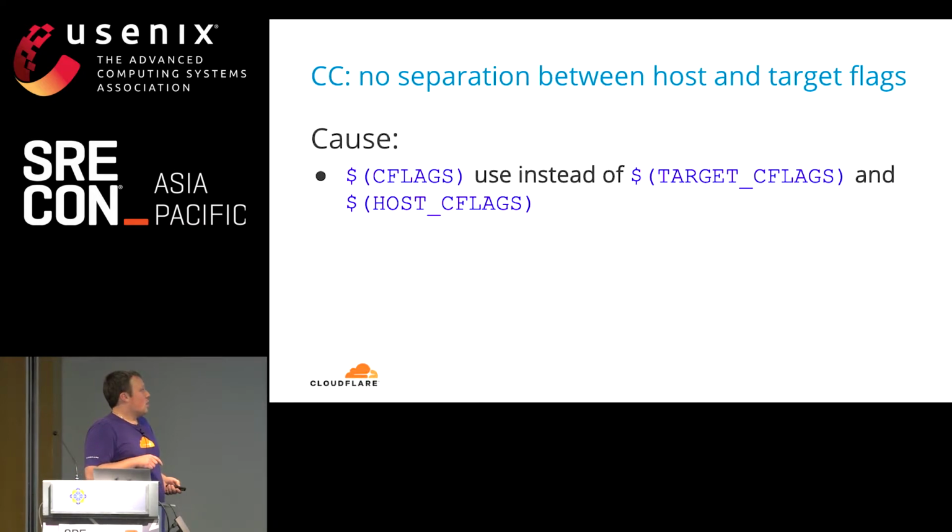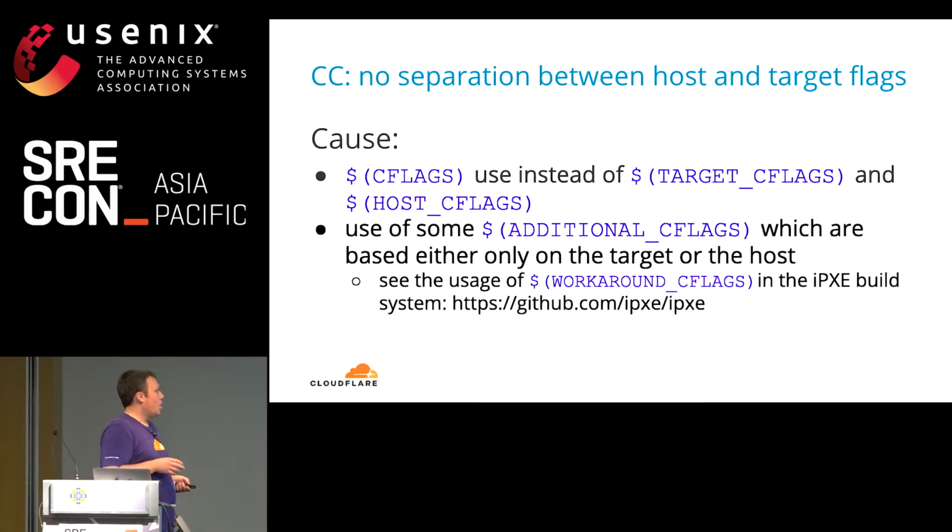So the cost here is you use C flags everywhere, and you should distinguish between target C flags and host C flags. Or you use some other additional flags variable which is not target or host specific. And we encountered this issue with trying to compile iPXE, the bootloader we use in production. Their build system supports cross-compilation. They designed it for cross-compilation, but it just doesn't work because of this.